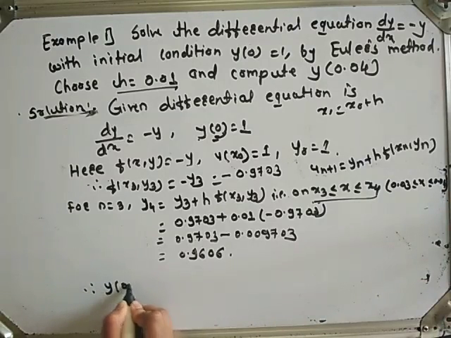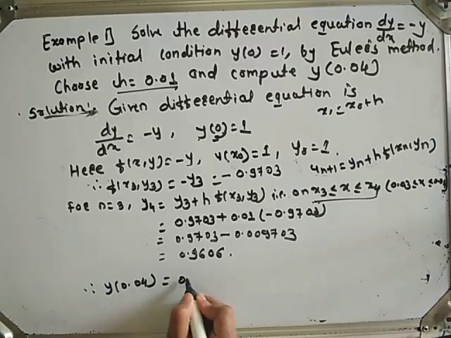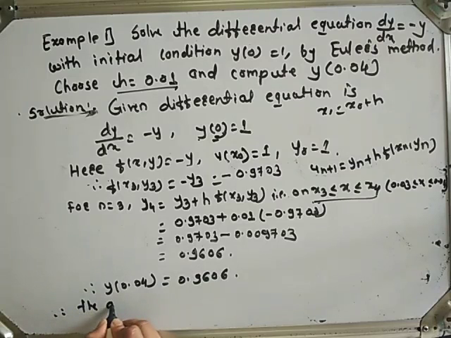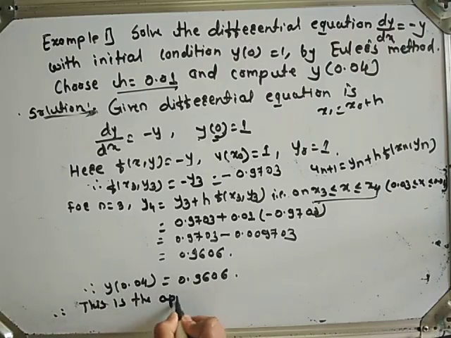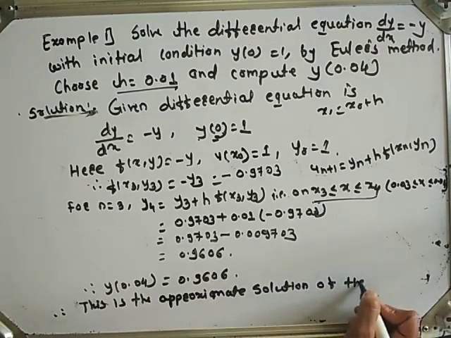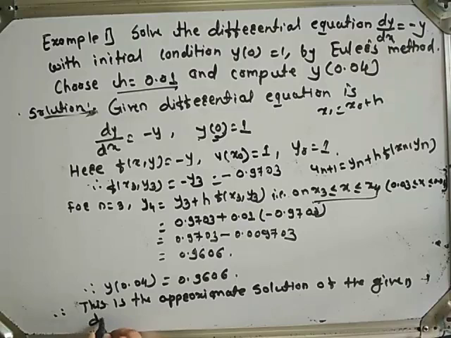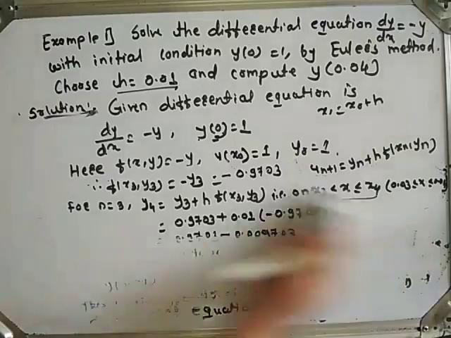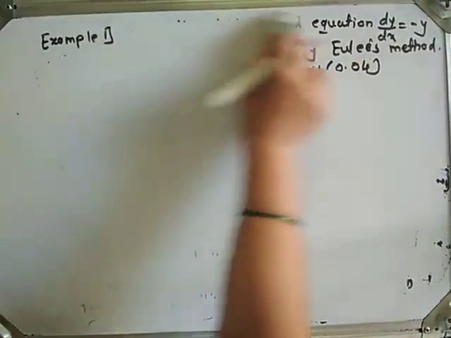Therefore y of 0.04 is 0.9606. Therefore this is the approximate, not exact, solution of the given differential equation. Okay, let us take the next example.